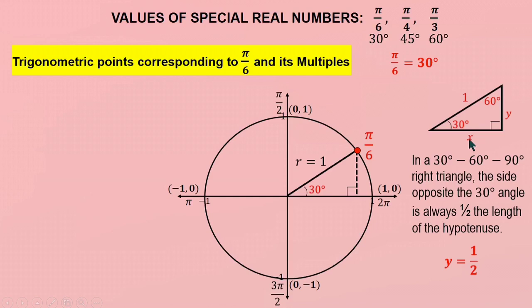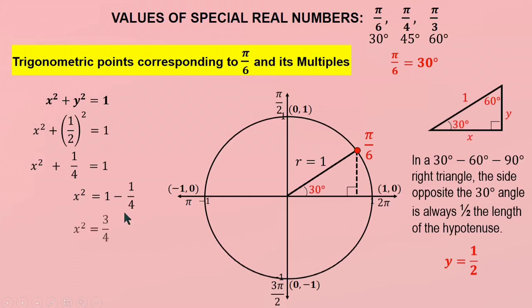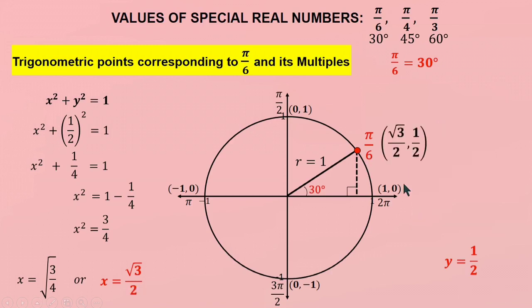Next, we determine the value of x. To determine the value of x, we use the equation of the unit circle, which is x squared plus y squared equals 1. Since y is equal to 1/2, we have x squared plus 1/2 squared equals 1. Simplify 1/2 squared, and that is 1/4. 1 squared is 1, 2 squared is 4. Transpose 1/4 to the right side, then simplify. 1 minus 1/4 is 3/4. 4 times 1 is 4, minus 1 is 3. Extract the root, we have square root of 3 over 2. Square root of 3 is square root of 3, while square root of 4 is 2. Thus, the coordinates of pi over 6 are square root of 3 over 2, 1/2.